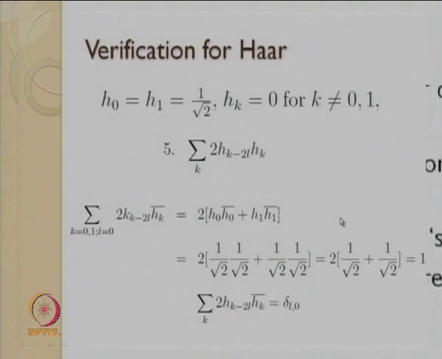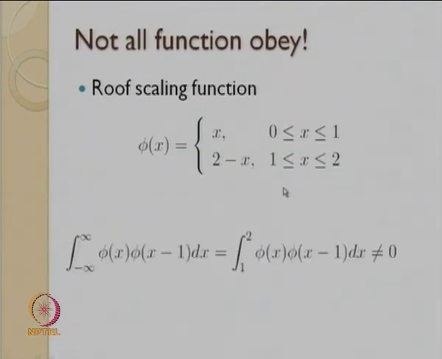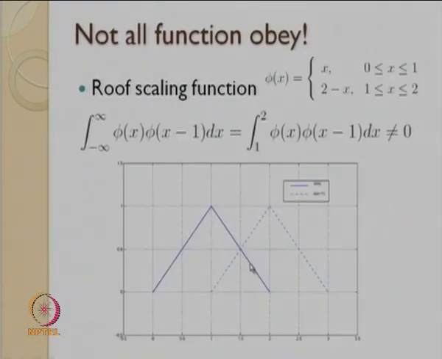And like we said before, not all the functions are orthogonal. For example, if we see the roof scaling function, whose formula goes like this, and if we apply the fifth property once again for the first translated version, so we are taking a dot product between phi of x and phi of x minus 1, then this does not go to 0. And we can also see graphically that there is some amount of overlap, and because of this overlap, this dot product is not going to go to 0, because this overlap is in positive direction.